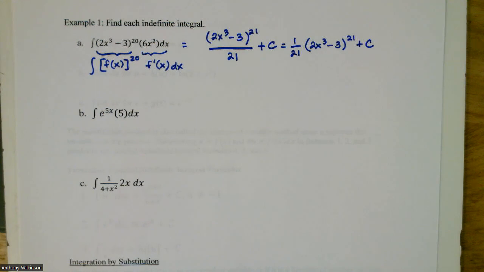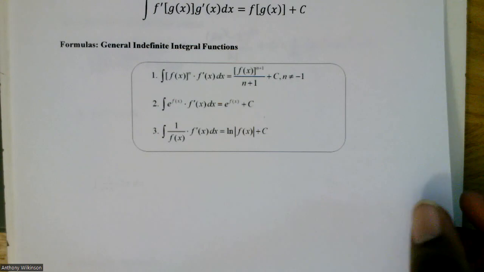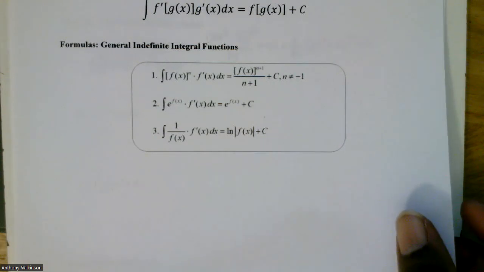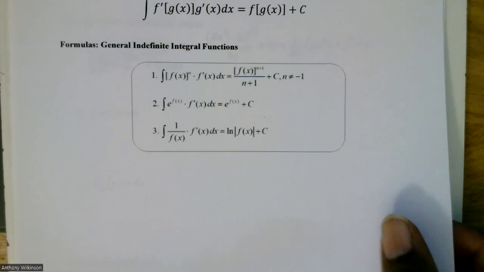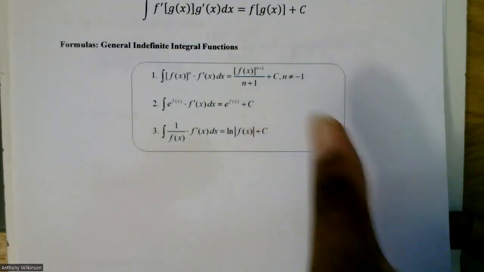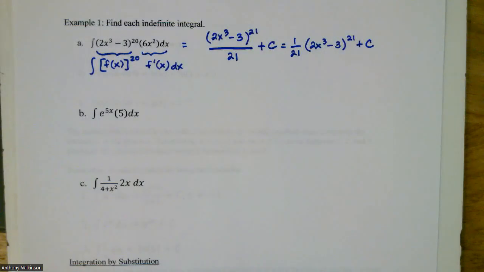So all I'm doing there is applying rule number 1 on the previous page to this problem. All right, now look at part B. You've got the integral of e to the 5x times 5 dx. Well, that follows rule number 2, where the integral of e to the function f of x times f prime of x dx is going to end up being e to the f of x plus c.